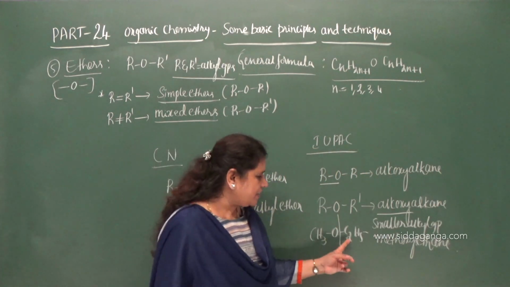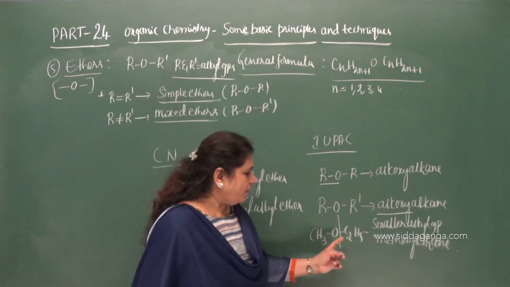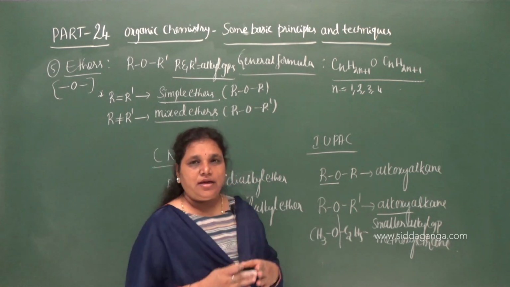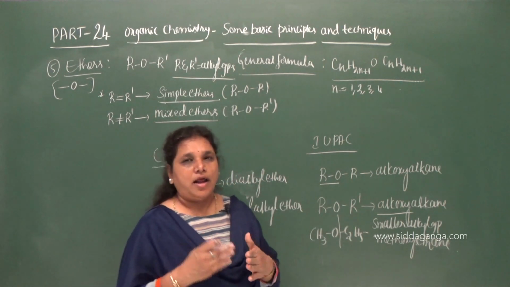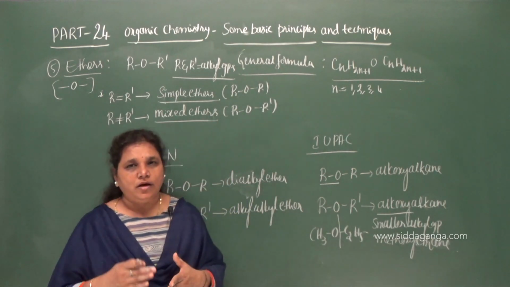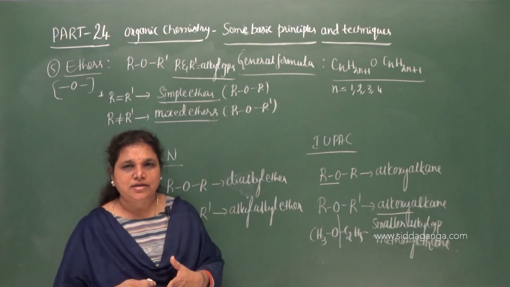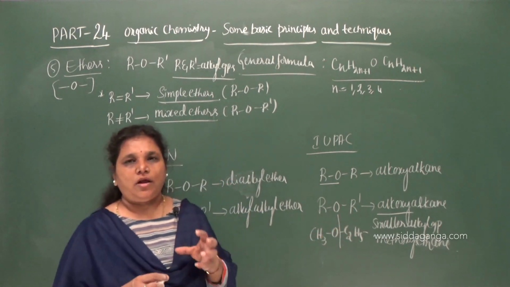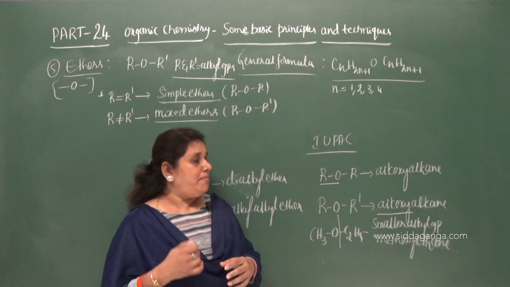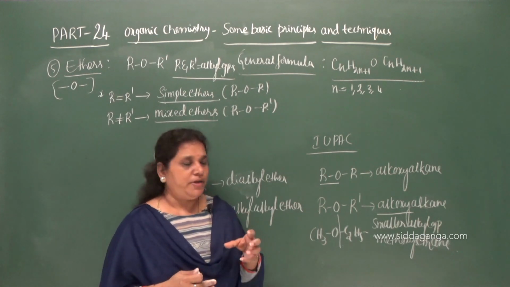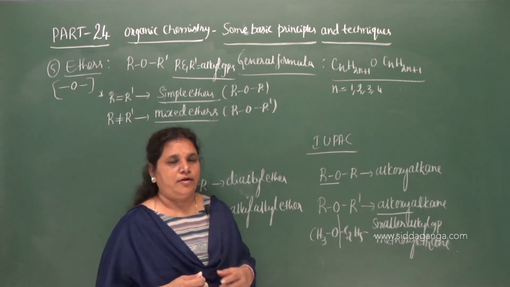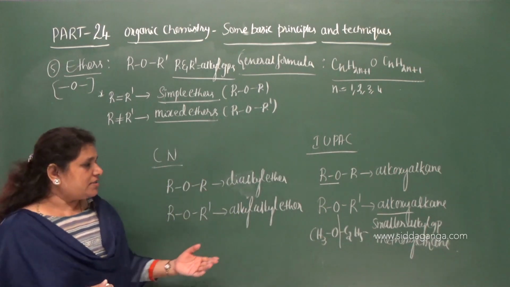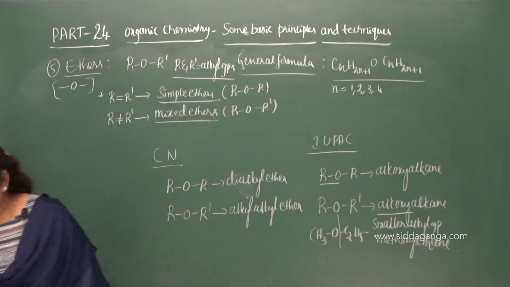If there are 3 carbon atoms, then propane; if 4 carbon atoms, then butane. Like that, you have to select the smaller alkyl group along with the oxygen in mixed ethers as the prefix alkoxy. So this is about the common name and the IUPAC name.